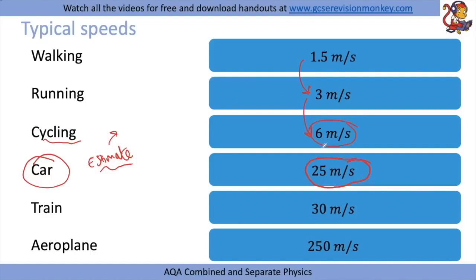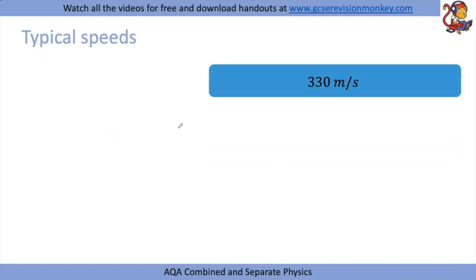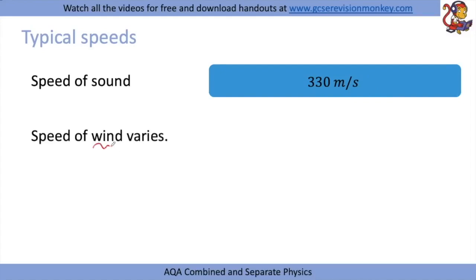A couple of other little facts then. Firstly, that the speed of sound is 330 meters per second. And also they just want you to have an understanding that the speed of wind varies. Sometimes it might be really fast wind, sometimes it would be really slow wind, as you probably know, but that's just one thing that they might ask you to apply your understanding of in the exam.